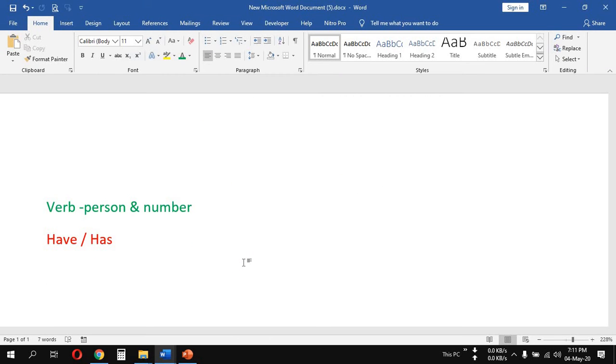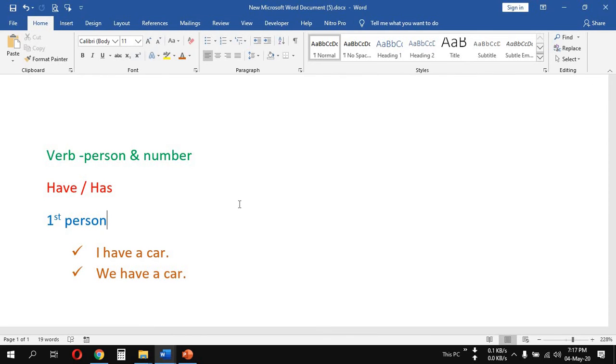Now let us look at the next set of verbs. Now we will talk about the have or has verbs. Where do we use has and where do we use have? If we talk about first person, whether it is singular number or plural number, we use have. Let's listen to these statements. I have a car. We have a car. So have is used with first person, both singular number and plural number.